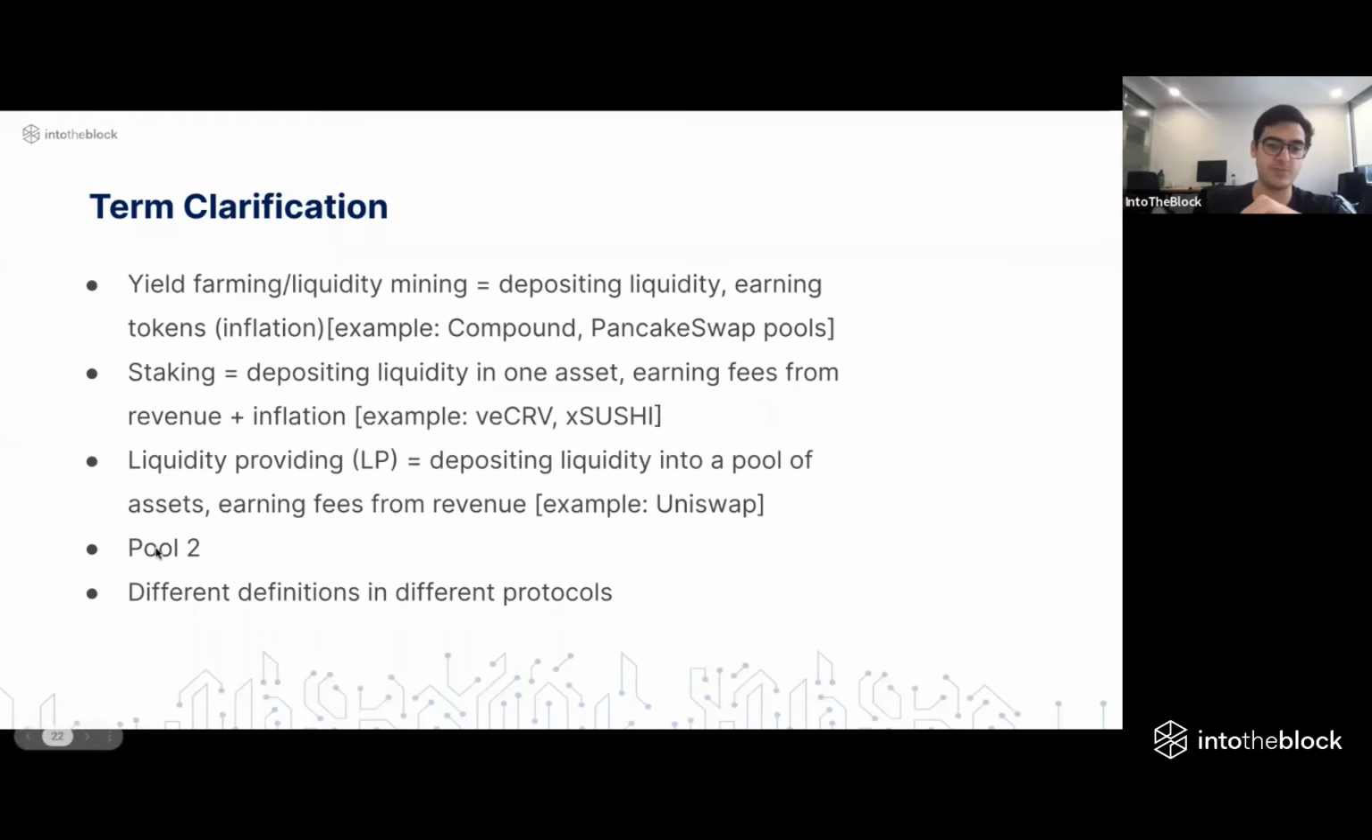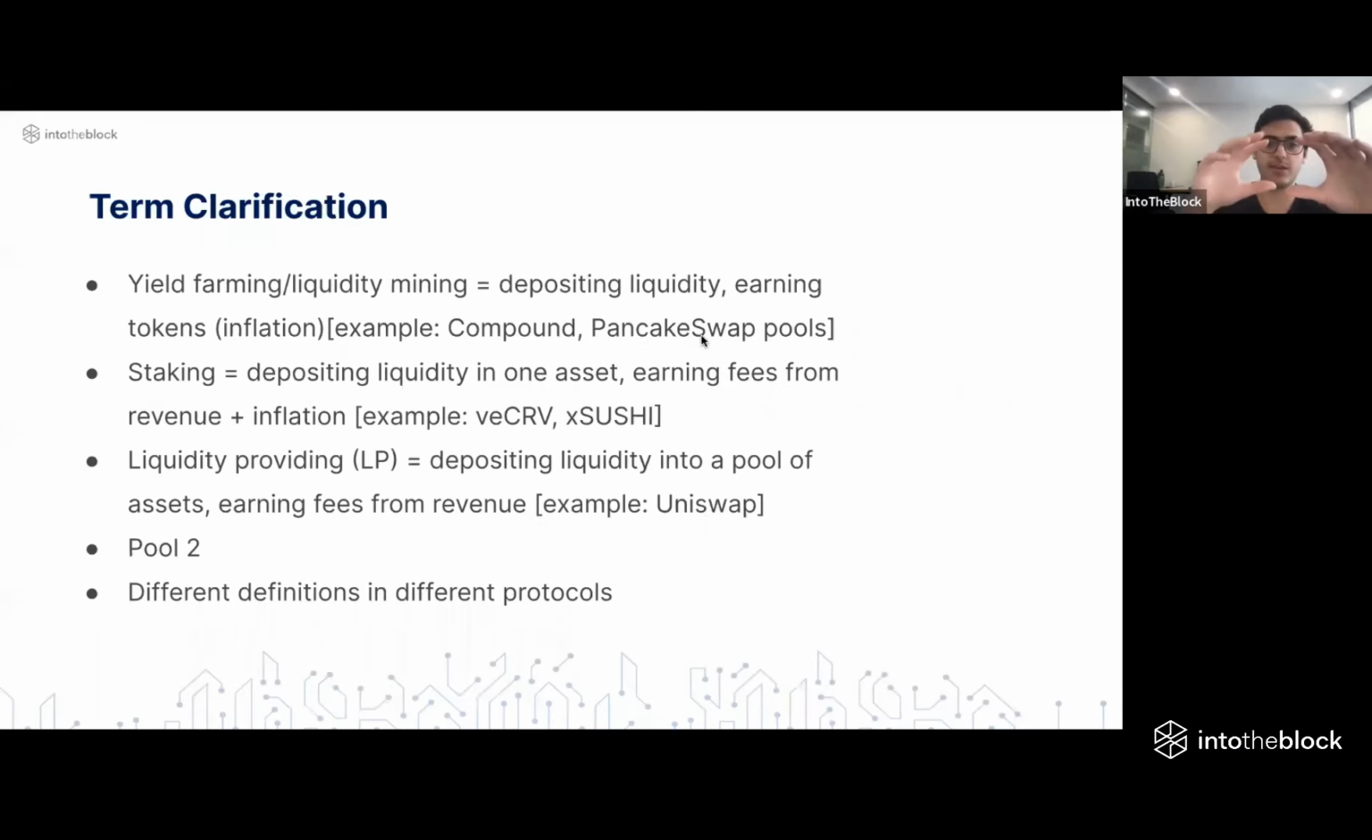A similar concept is what is known as Pool 2, which works along with these concepts that I've been describing. Essentially, it consists of having a liquidity mining pool where you earn, for instance, in the example of PancakeSwap, you deposit, let's say, Bitcoin and BNB into PancakeSwap.